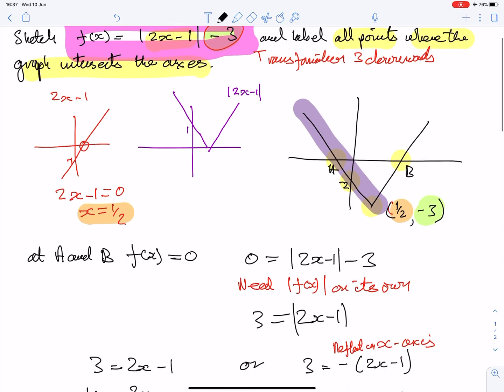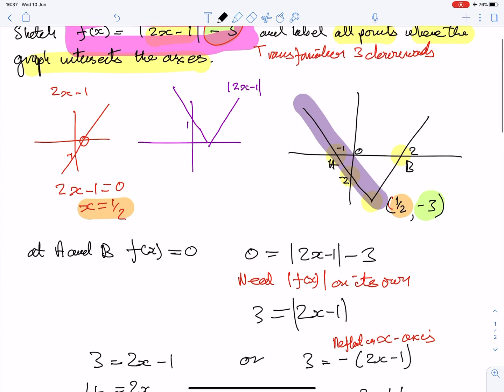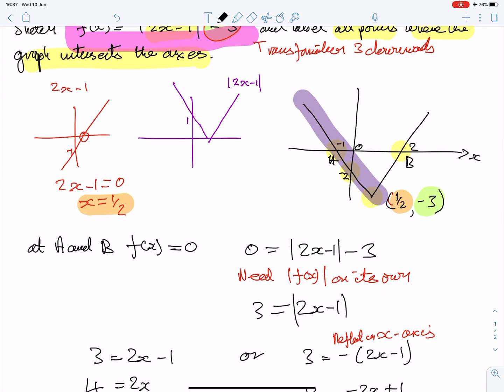And there we can now label these. A is at minus 1 and B is at 2. There's our origin, and that's x and that's y. I hope that's clear.